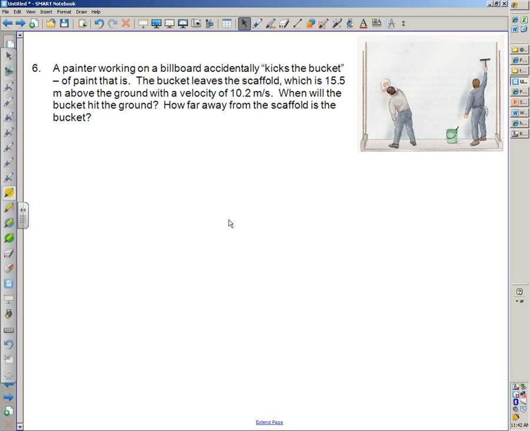All right, so it says, the bucket leaves the scaffold, which is 15.5 meters above the ground, with a velocity of 10.2 meters per second. When will the bucket hit the ground? How far away from the scaffold is the bucket?